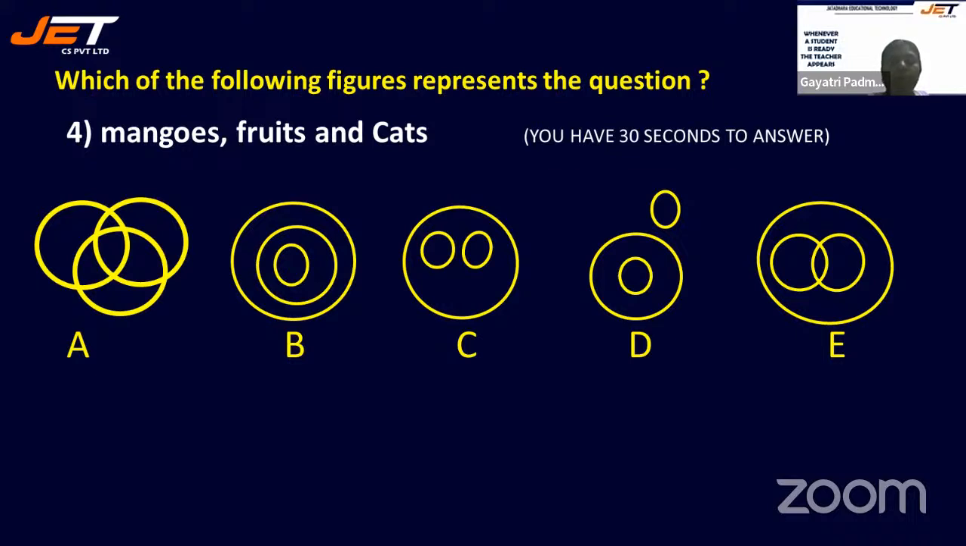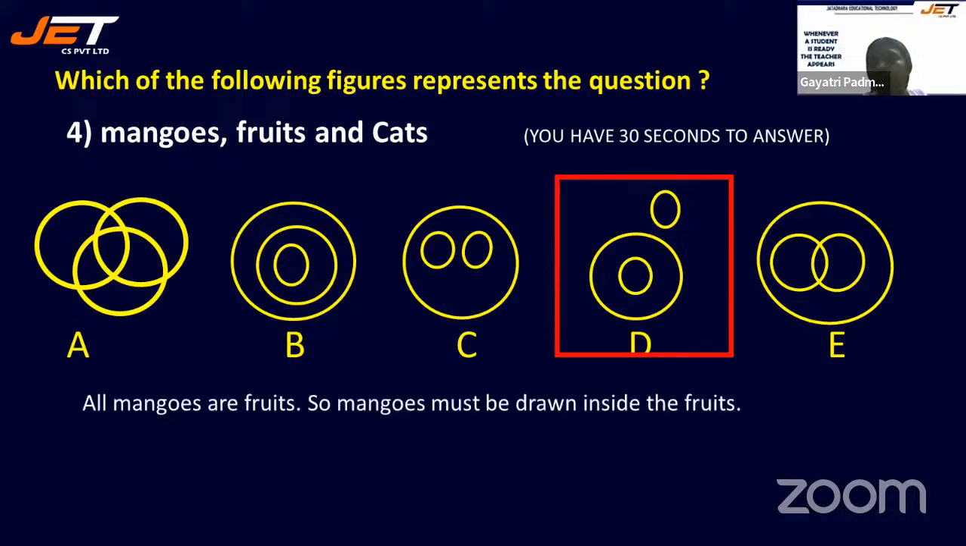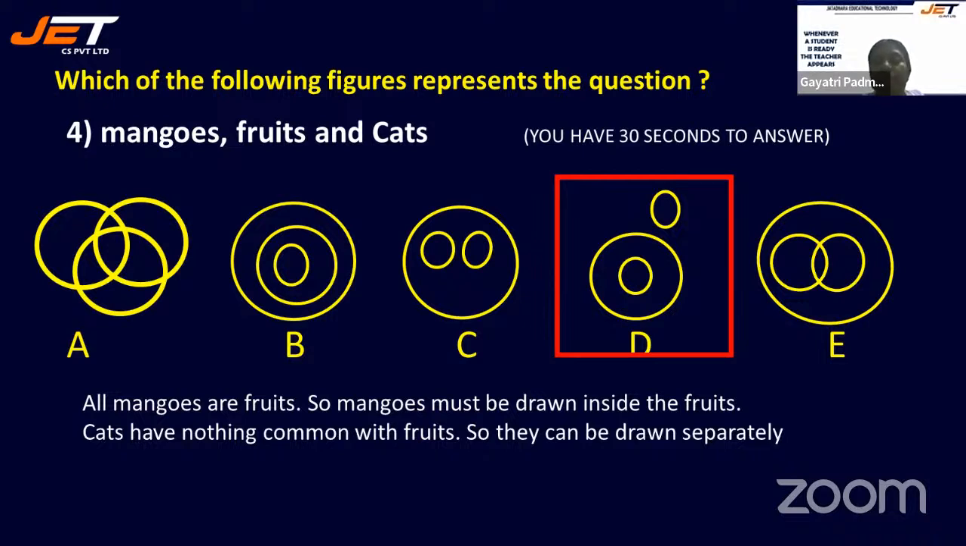All right, now your 30 seconds is done. Yes, obviously your answer must be D because all mangoes are fruits. So mangoes must be drawn inside the fruits. Cats have nothing common with fruits, so they can be drawn separately, isn't it? So what do cats have to do with the fruits? They belong separately, right? So separately you should draw cats because they come under the animal category.